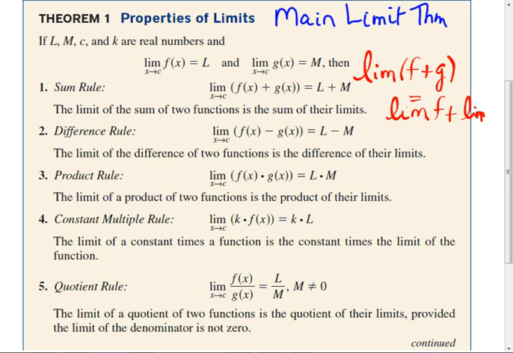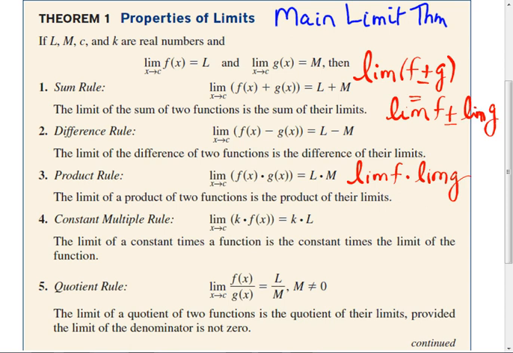So you can distribute the limit over a sum. You can distribute a limit over a subtraction problem. Sorry, if I have the limit of a product, then I can do the limit of f times the limit of t. Now there's a condition here. I can only do that provided that each individual limit exists.